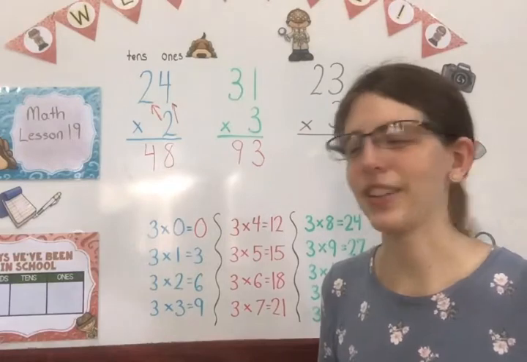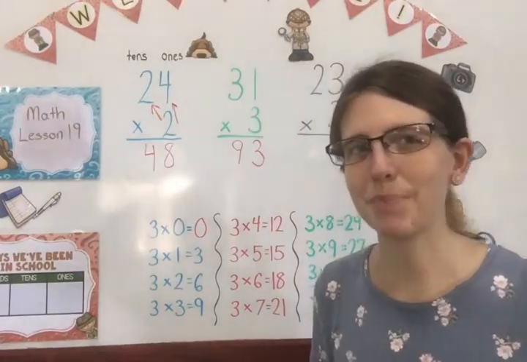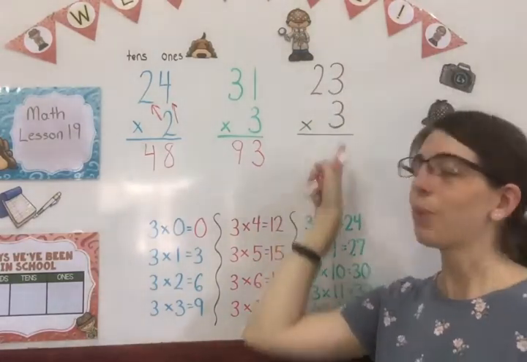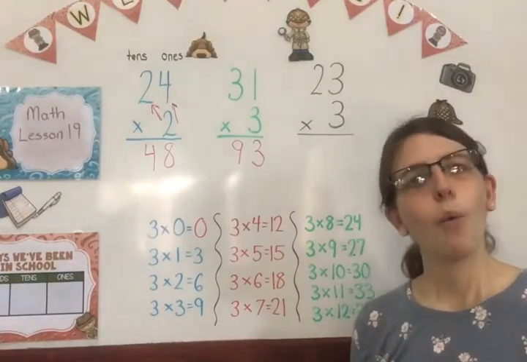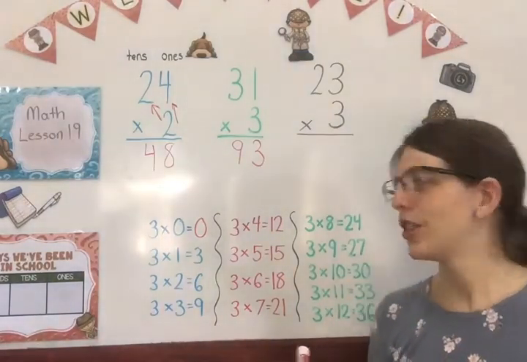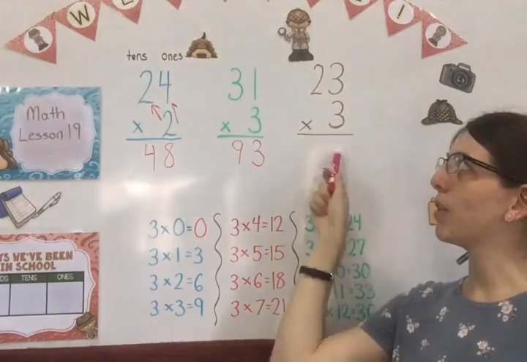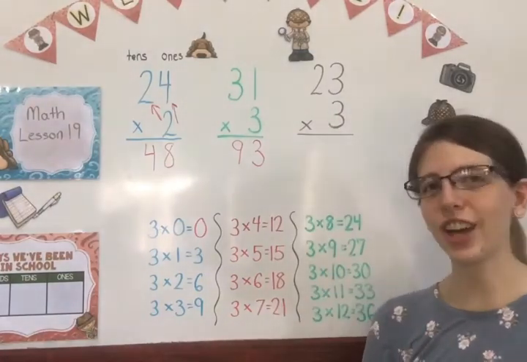Let's try another one. So go to problem B. Problem B. 23 times 3. What do we multiply first? 3 times 3 or 3 times 2? Which one should come first?